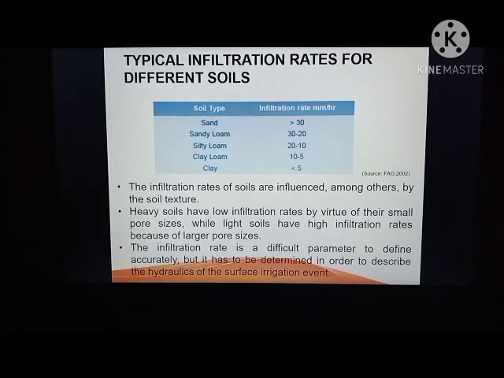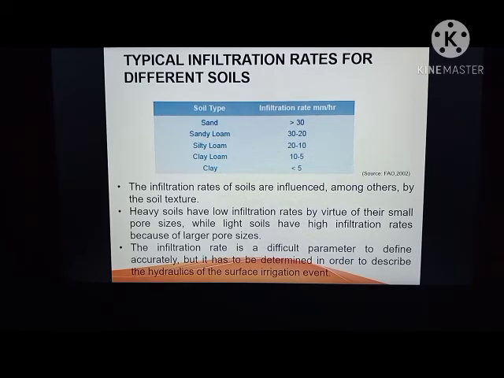Okay, this is the typical infiltration rate for different soils. Soil types: we have sand, sandy loam, silty loam, clay loam, and clay. The infiltration rate in sand is greater than 30. Sandy loam, we have 30 to 20. Silty loam, we have 10 to 20. Clay loam, we have 5 to 10. And clay, we have less than 5 millimeter per hour of infiltration rate.